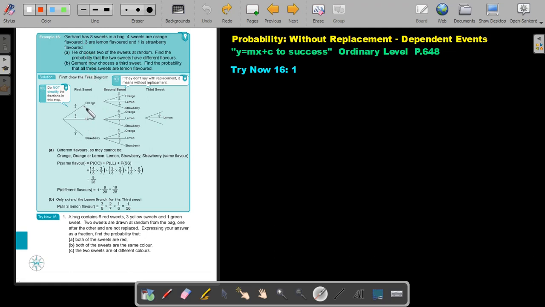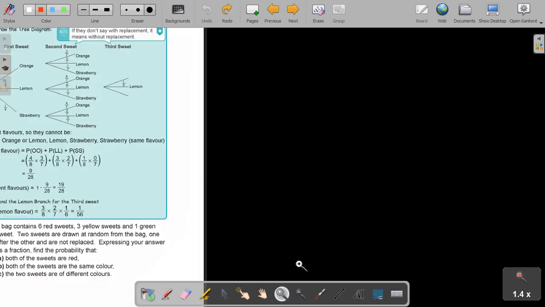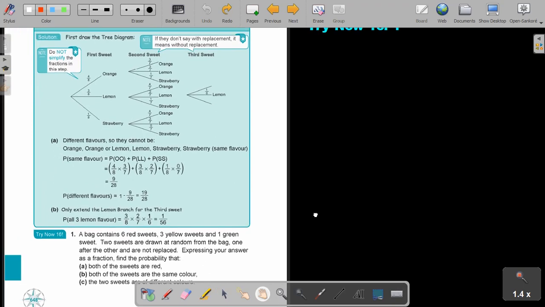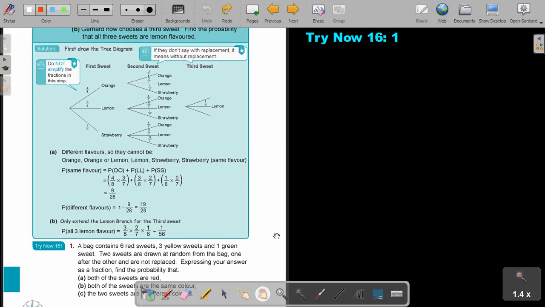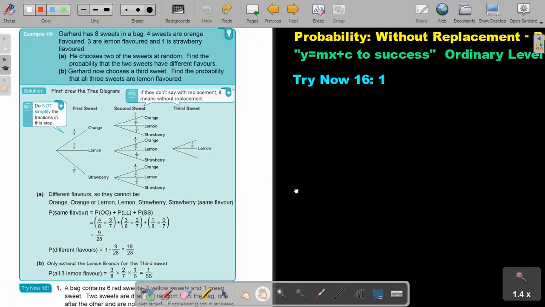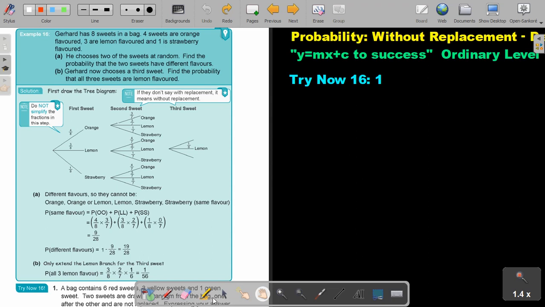So, if I say orange, how many orange was there? 4 sweets are orange, so it's 4 out of 8. I'm going to try to make it a little bit bigger. Okay, this is better. So basically, this is 4 out of 8. 3 are lemon, 3 out of 8, and 1 is strawberry, 1 out of 8.